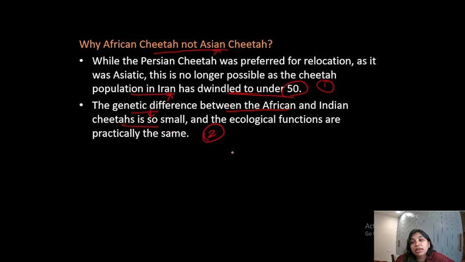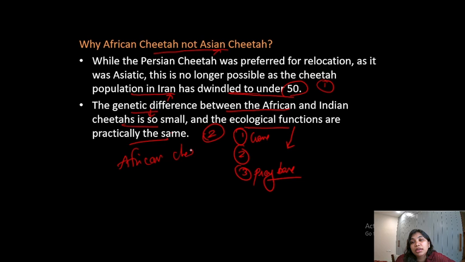And the habitat and the prey animals in both the continents are almost similar, so the ecological functions are also the same. So that is the reason. One, the genetic difference is less, and the ecological functions are the same. The prey is also almost similar. So for that reason, there are high chances of these African cheetahs surviving in the wild.